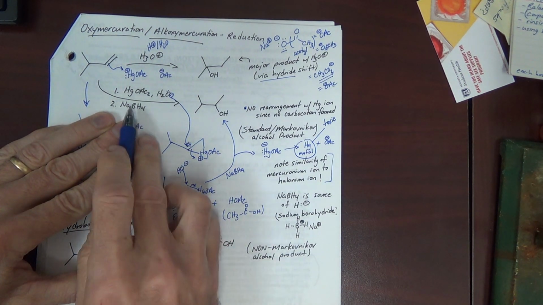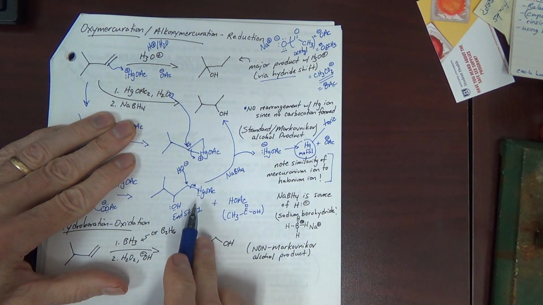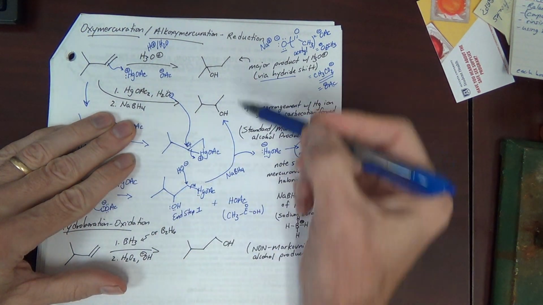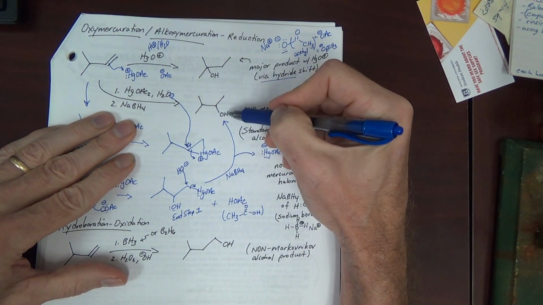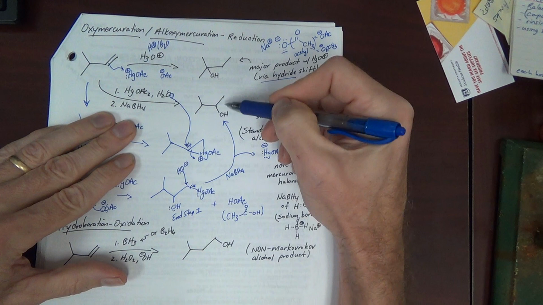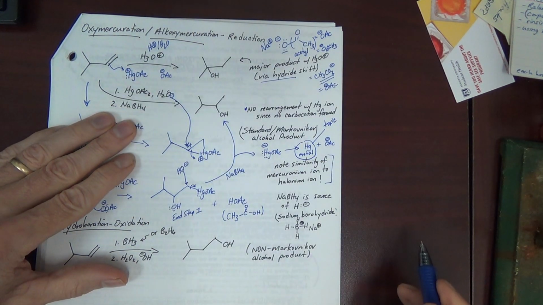That you then treat with sodium borohydride in a second step, and it essentially cleaves off the mercury, replaces it with an H, and that's where the new H came from. And you see the new H and the HO there, and so that's H2O added to the original compound.